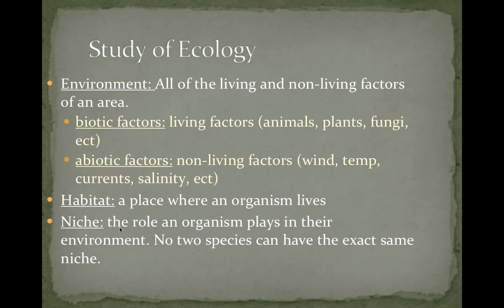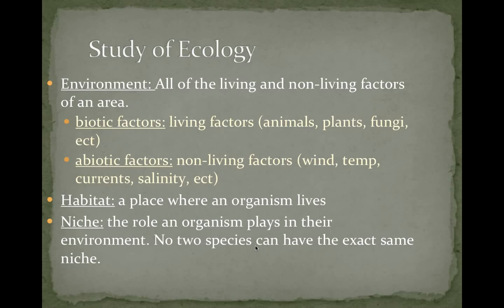A niche is the role an organism plays in their environment. And with this, no two species can have the exact same niche. What that means is what that species does to survive. So what it eats, how it obtains that food, whether it hunts or scavenges, filter feeds, suspension feeds, when it reproduces, how often it reproduces, how many young it has, when it sleeps, if it's nocturnal or diurnal. All those things are an organism's role.